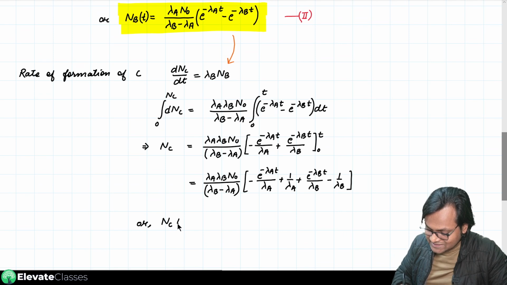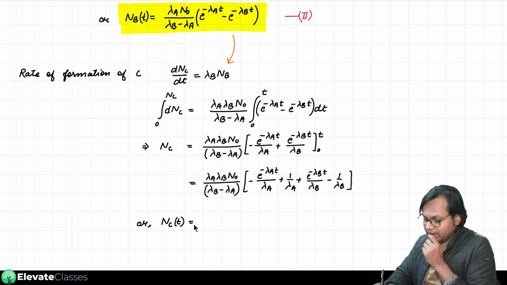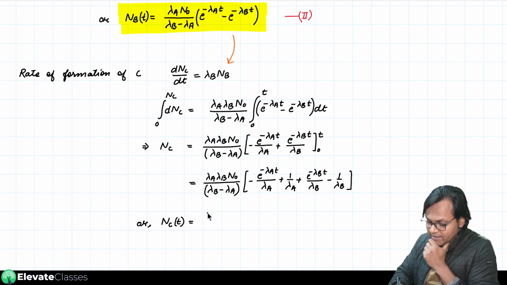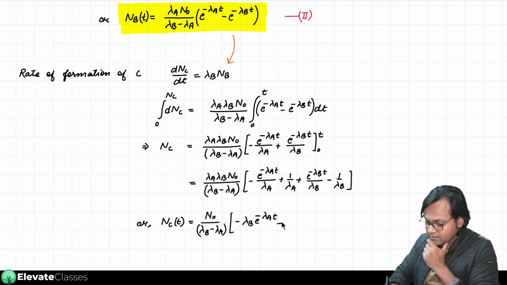So Nc at any given point in time is equal to, how can we write this? So Na and Nb will get cancelled and I will be left with N naught upon lambda b minus lambda a, and I will be left with, what should I have? Lambda a lambda b will get cancelled. This is going to be minus lambda b e to the power minus lambda at plus lambda b plus lambda a e to the power minus lambda bt minus lambda a.